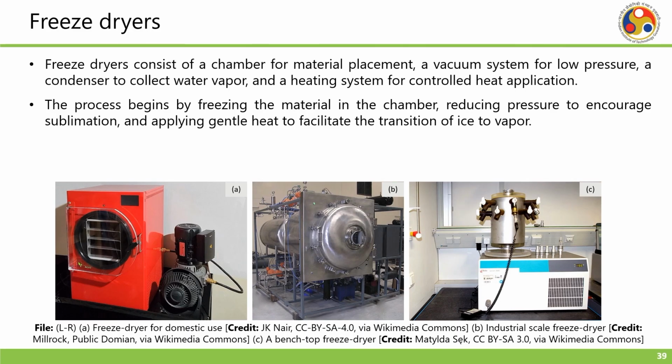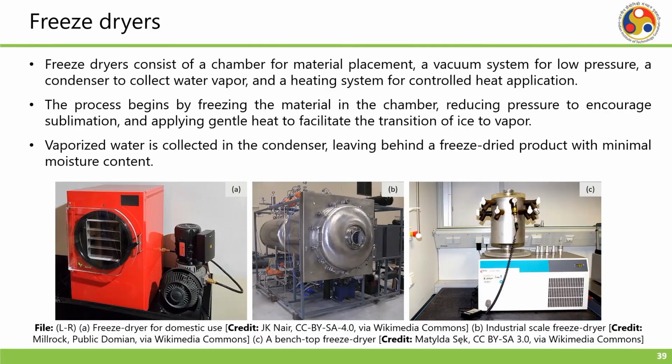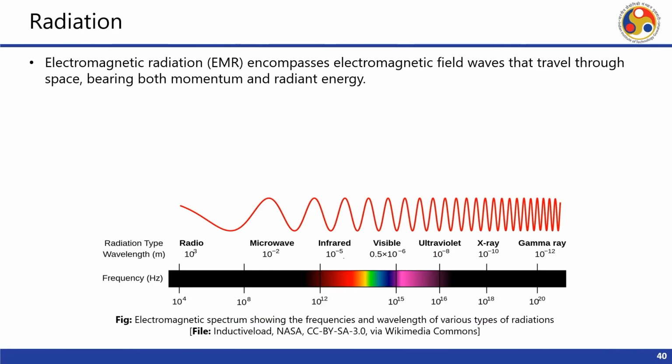And these processes you can understand from the temperature ranges in that graph. We are showing the pre-treatment and the primary drying and the secondary drying. The vaporized water is collected in the condenser, leaving behind a freeze dried product with minimal moisture content.